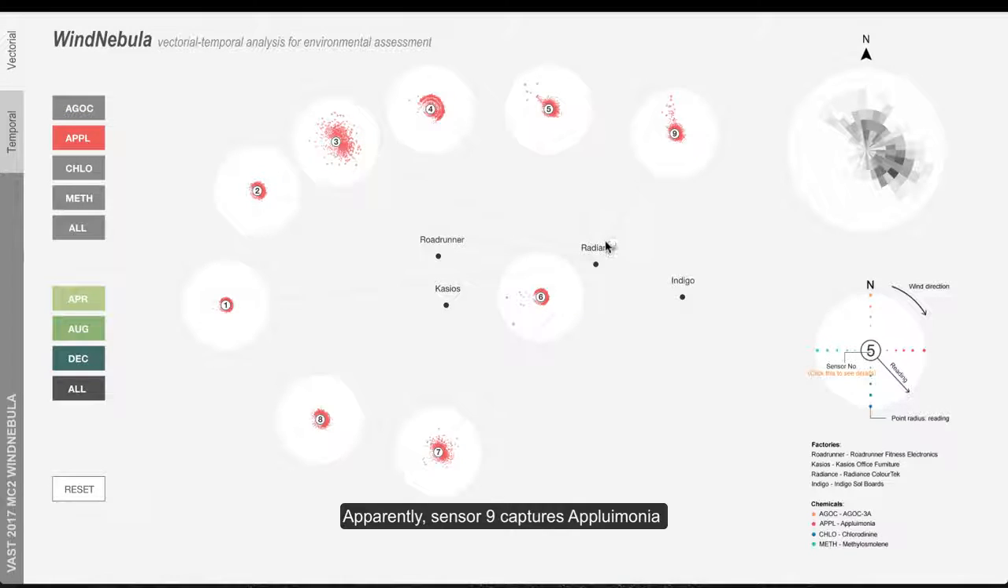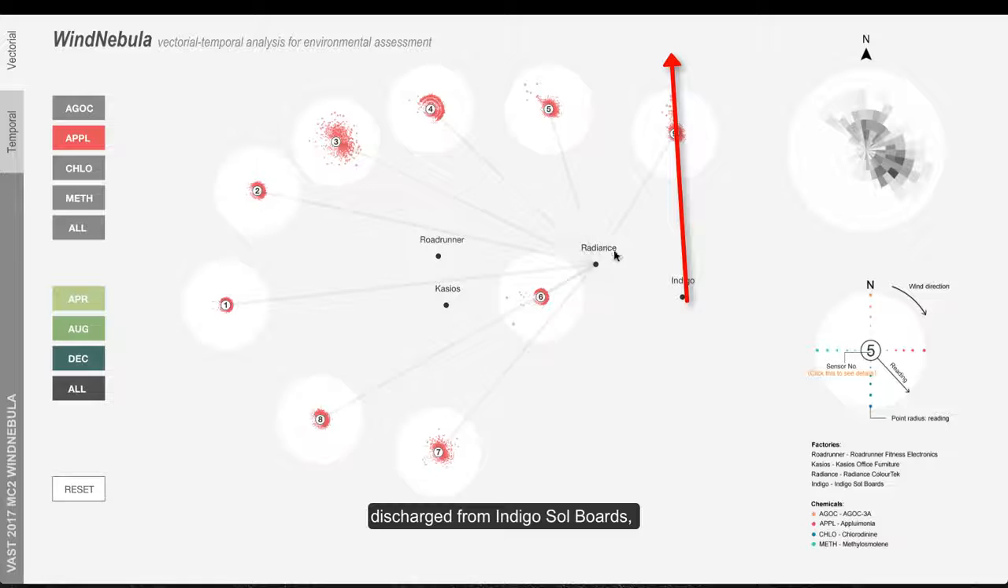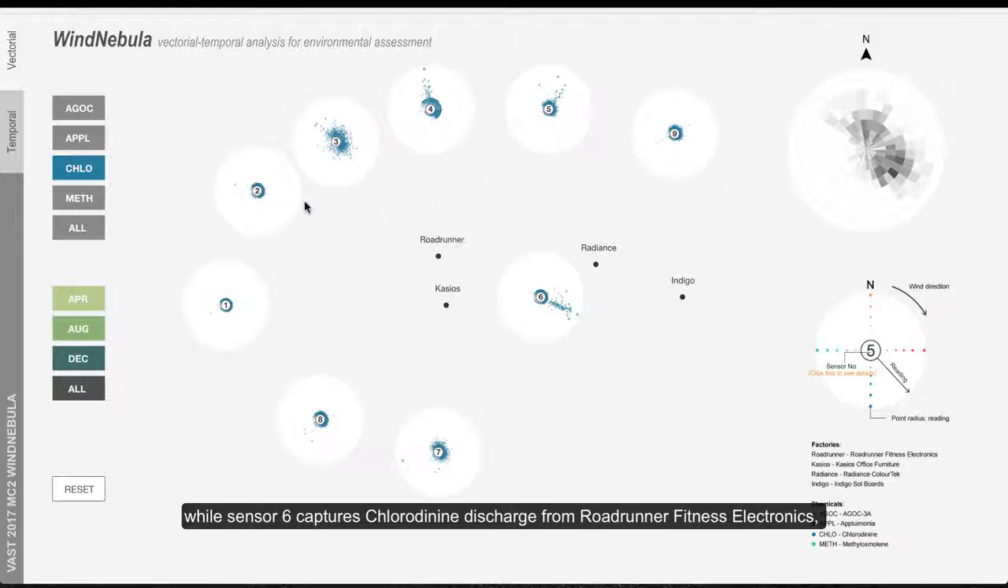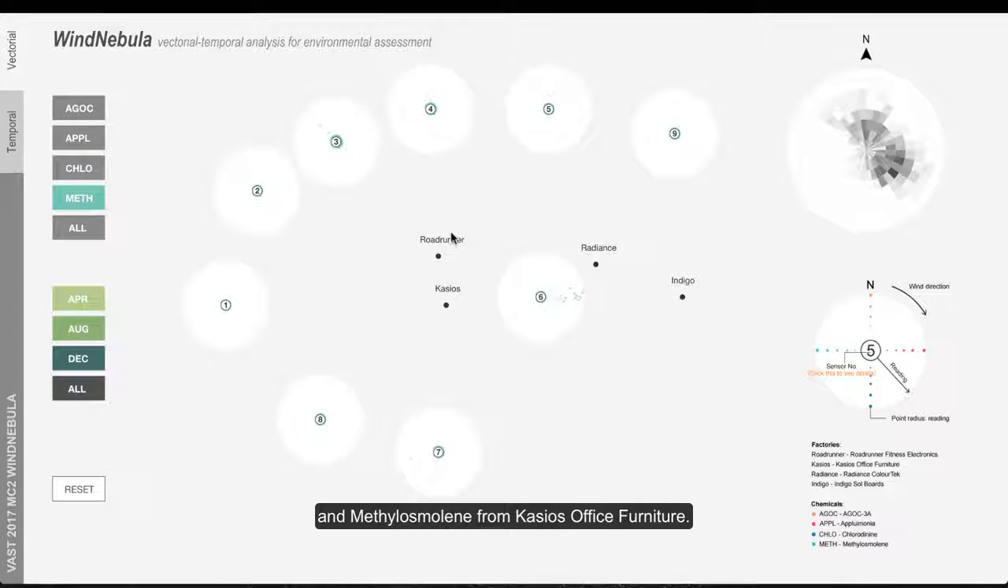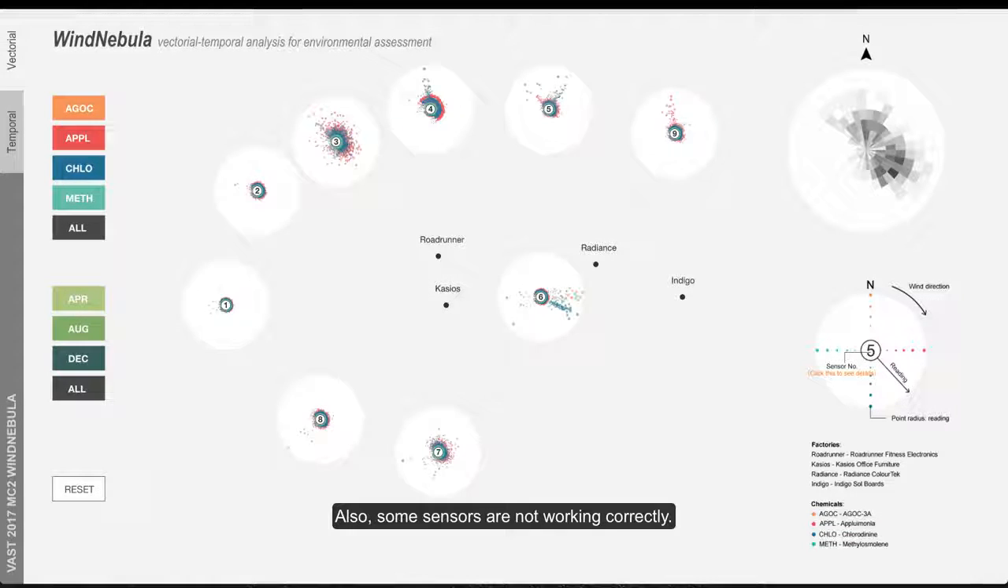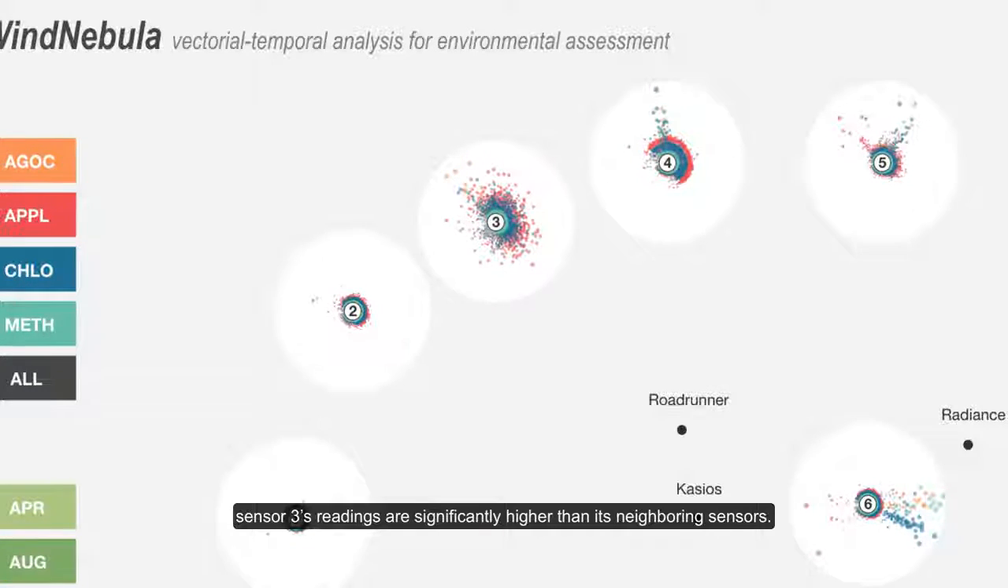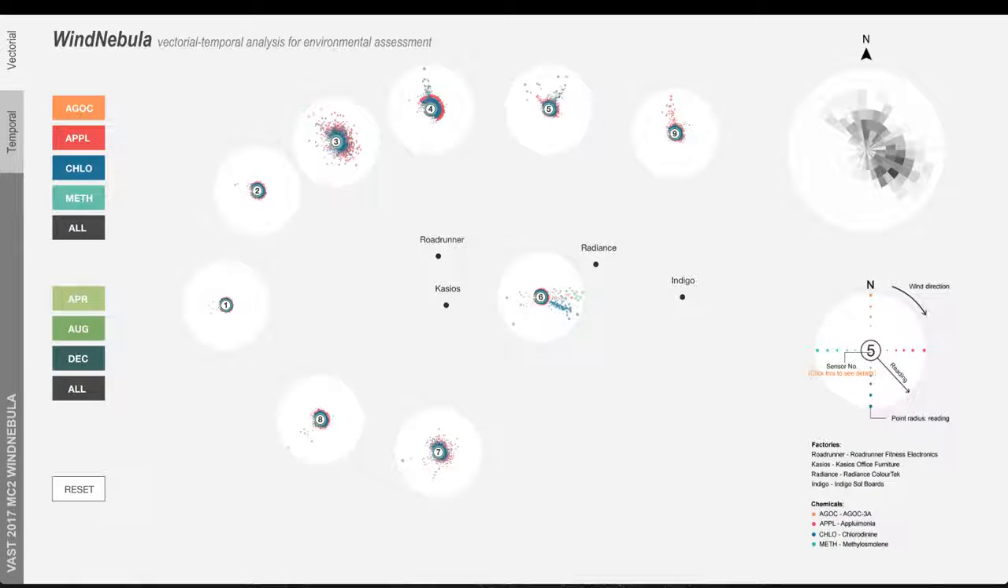Apparently, sensor 9 captures apple ammonia discharged from Indigo Soil Bores, while sensor 6 captures chlorine discharged from Roadrunner Fitness Electronics and methylamine from KCL's Office Furniture. Also, some sensors are not working correctly. For example, sensor 3's readings are significantly higher than its neighboring sensors.